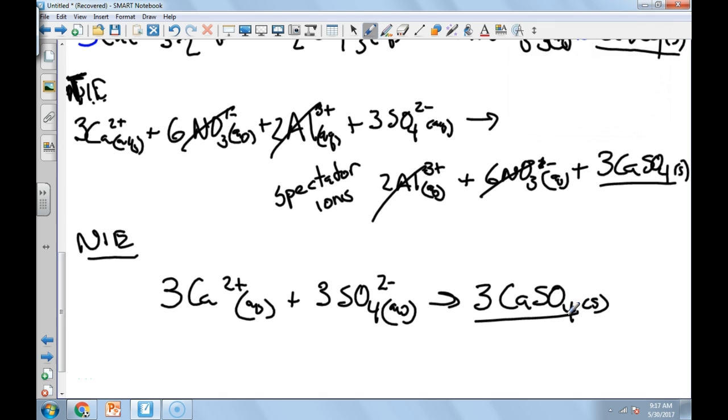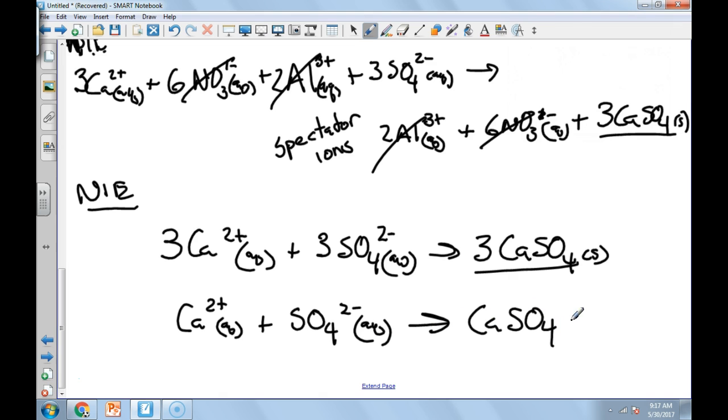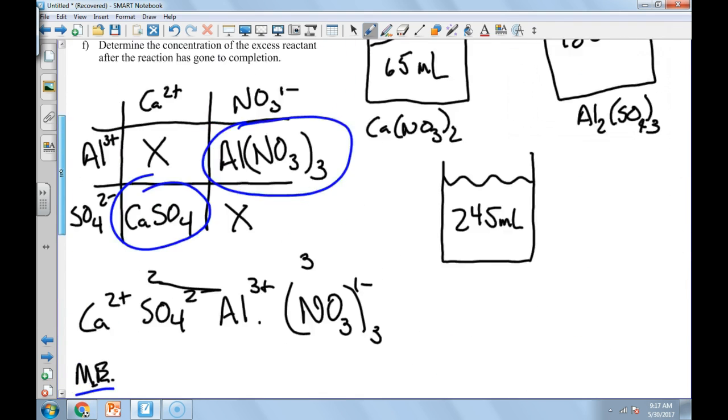Okay, but now there's one more thing. If you look, the coefficients are all the same, 3, 3, and 3. The problem with that is that the most correct balanced chemical equation has the lowest ratio here. So the actual net ionic is going to divide all of this by 3. So we're going to get Ca2 plus aqueous plus SO4 2 minus aqueous reacts to form CaSO4 solid. So that's the net ionic equation.